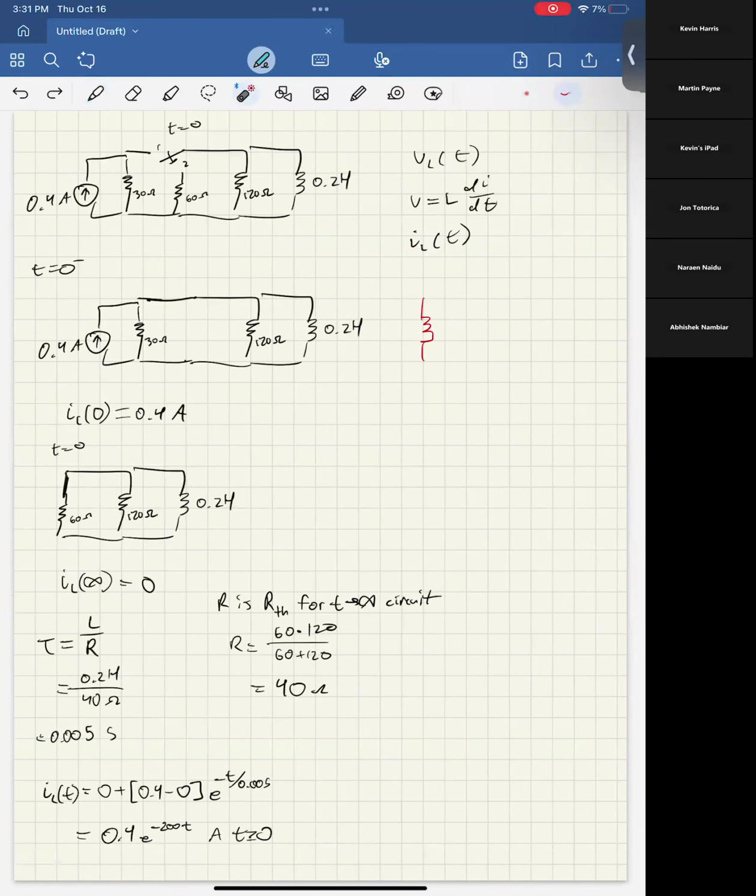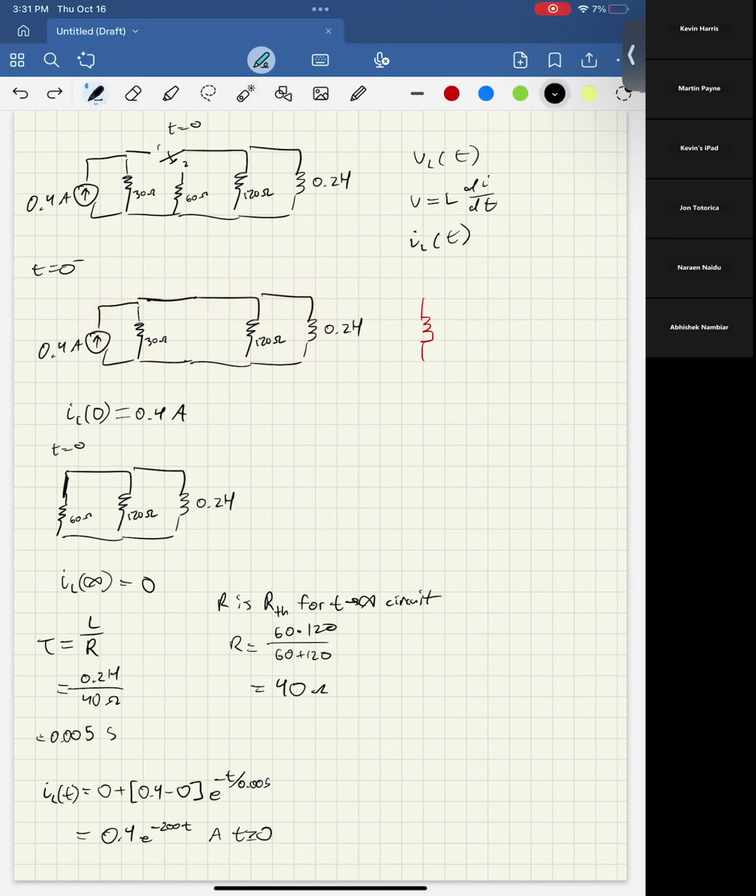So if we look at this circuit, we have a 0.4 amp current source here, and then we have three things in parallel. We have two resistors and then the inductor. So right before the switch closes, we can assume the switch has been in this position for a long time, so the inductor will be acting as a wire. If we put a wire on both sides of these resistors, then all the current is going to prefer to go through the wire because there's no resistance. So the entire 0.4 amps will go through the inductor because it's the shortest path.